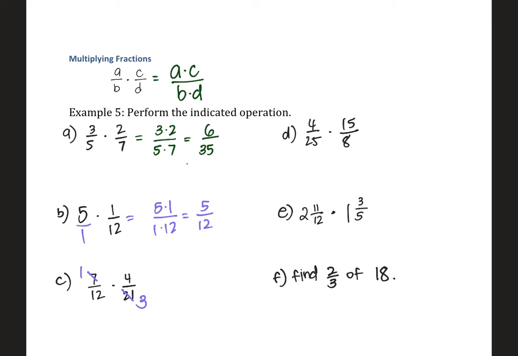12 and 4, they're both divisible by 4. I can cancel them. 4 is going to become a 1. 4 divided by 4 is 1. 12 divided by 4 is 3. So these are the new numbers I'm working with. And then from there, I'll do the same. Multiply my numerators. My numerators are now 1 and 1. We have 1 times 1 over 3 times 3, which is just 1 over 9.